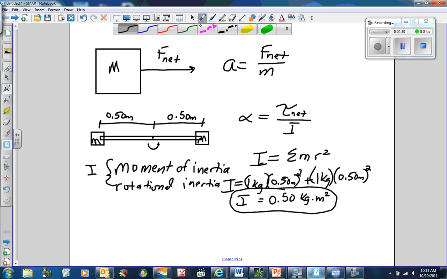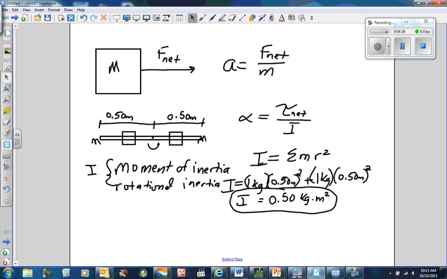Now let's say I move these masses so that they're only about 0.3 meters from the center. So the distance from here to here is 0.3 meters, and the same for this one. We'll make it the same. It doesn't have to be the same, but that's what I'm defining.